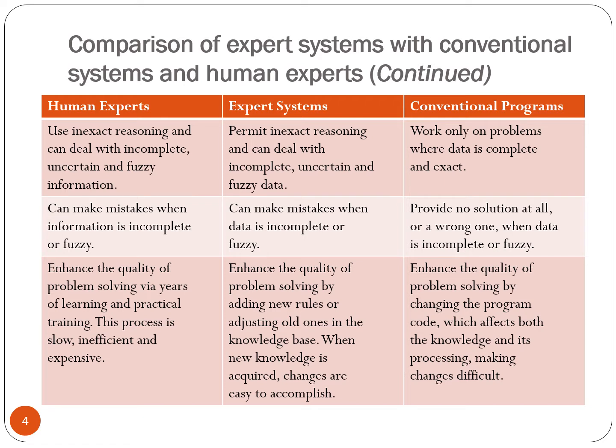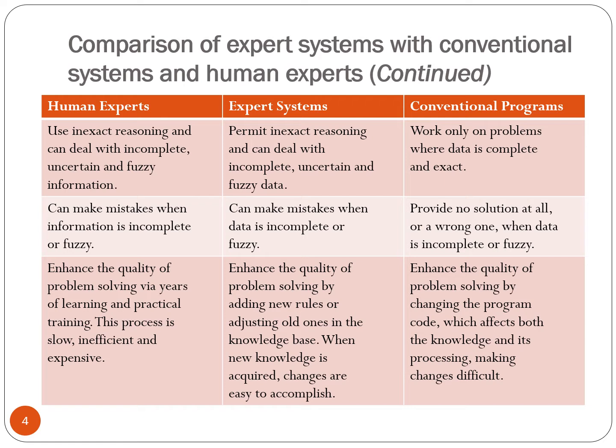In an expert system, it can also make mistakes where the data is incomplete or fuzzy. But in a conventional program, no solution can be made if you don't provide any data. In a human expert, in order to increase the quality of problem solving, it goes through learning and practical training. This process is really slow, inefficient and expensive.